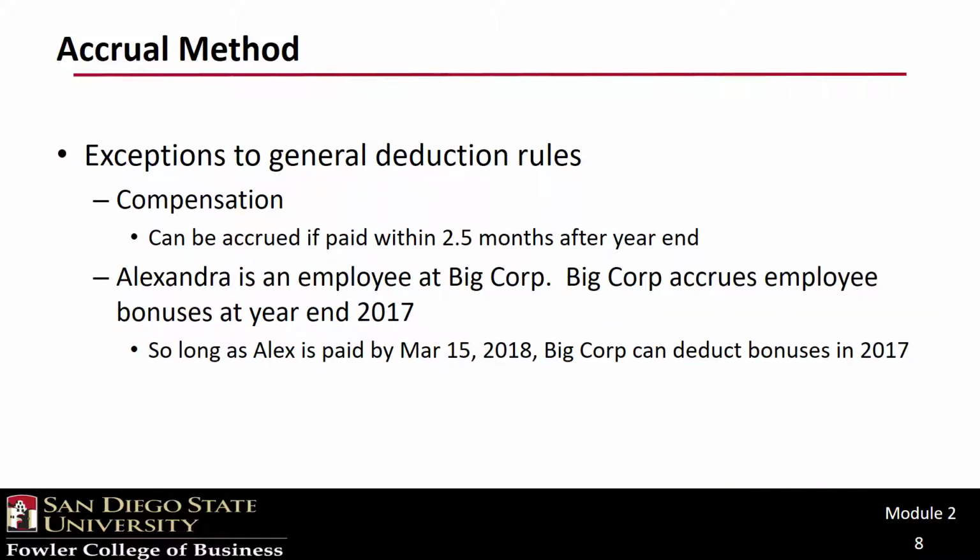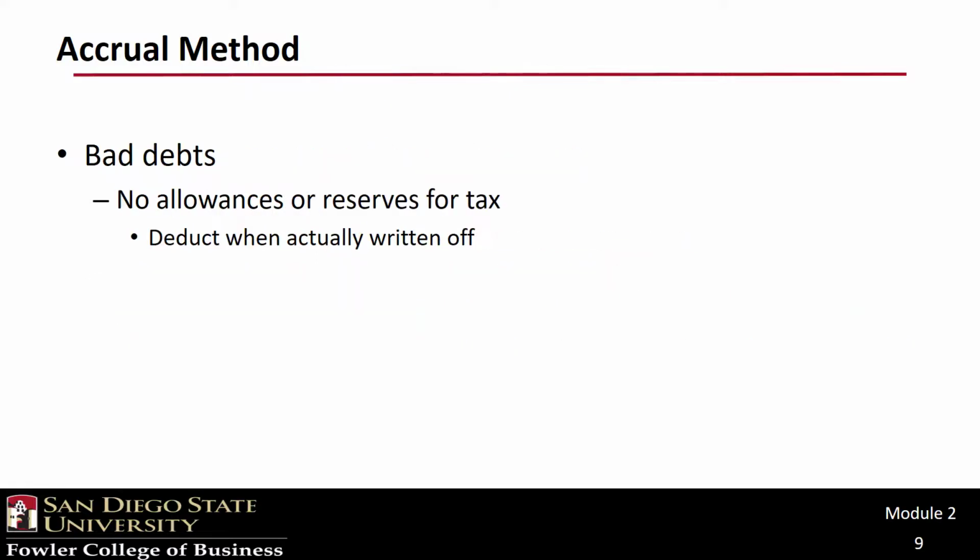One important exception to the general rules is related to compensation. An employer can accrue compensation costs as long as the actual payment is made within 2.5 months after year end. For a calendar year end, that's by March 15. Lastly, bad debts are not deductible for tax purposes until actually written off. Typical book accounting is to record an allowance for doubtful accounts. This allowance is not deductible for tax.